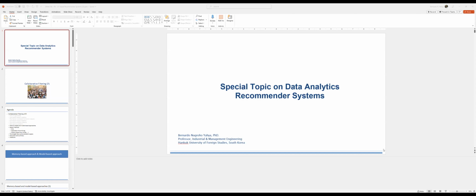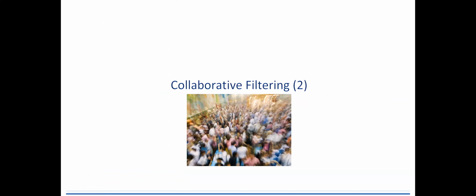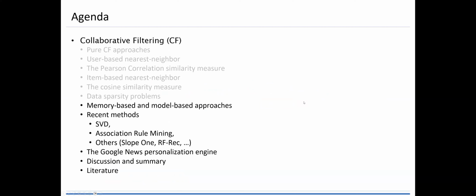Hello, this is a video for the class Special Topics on Data Analytics with Recommender Systems. We are going to learn about the next section, which is about collaborative filtering, part 2. You already learned the pure CF. CF is collaborative filtering.